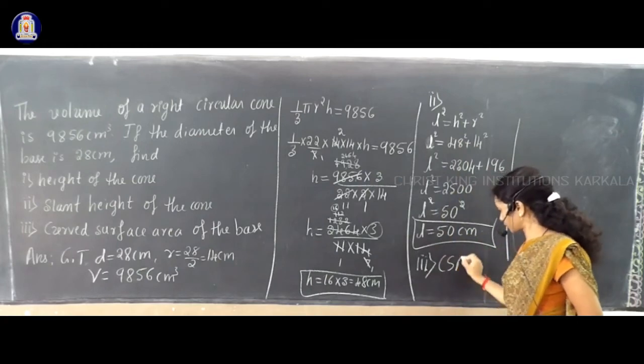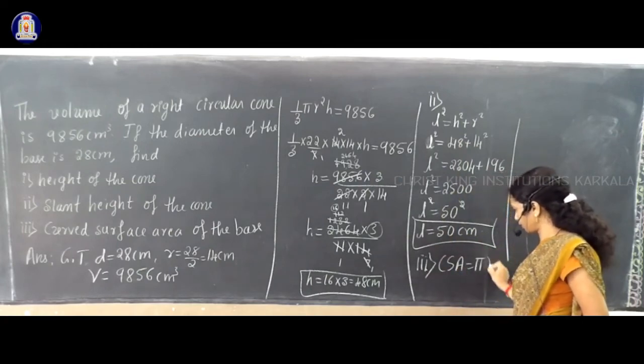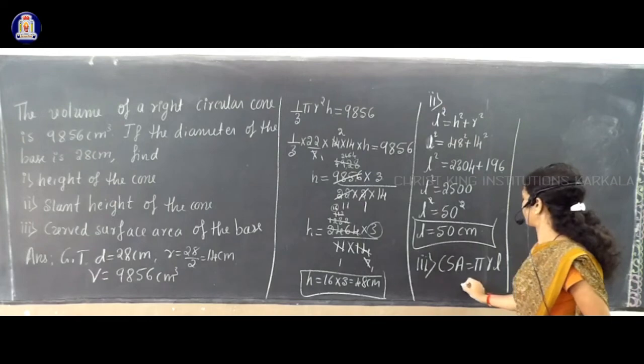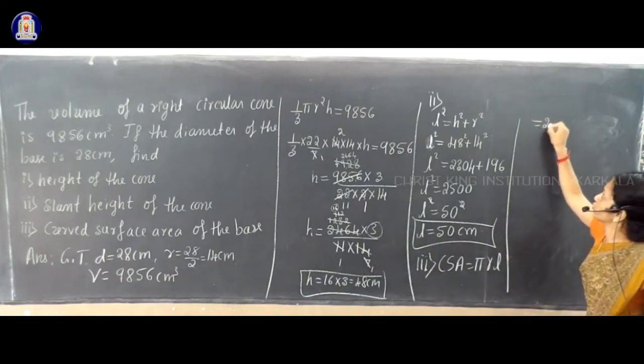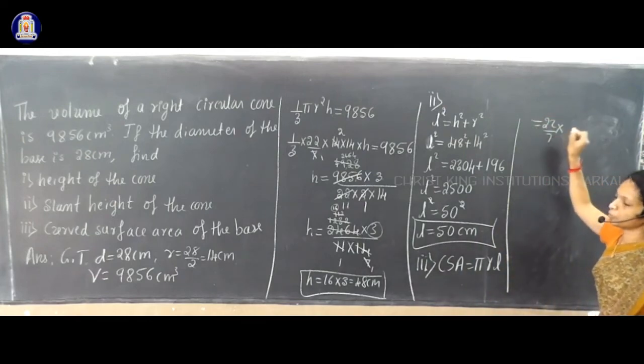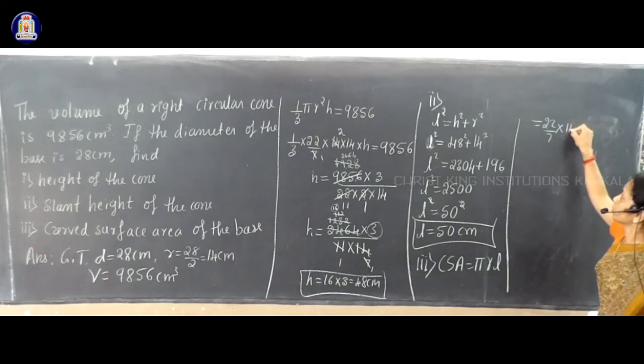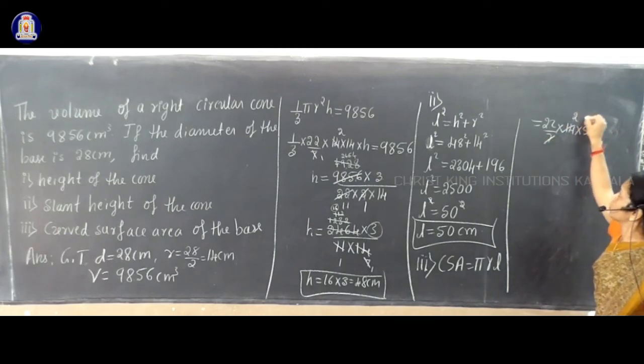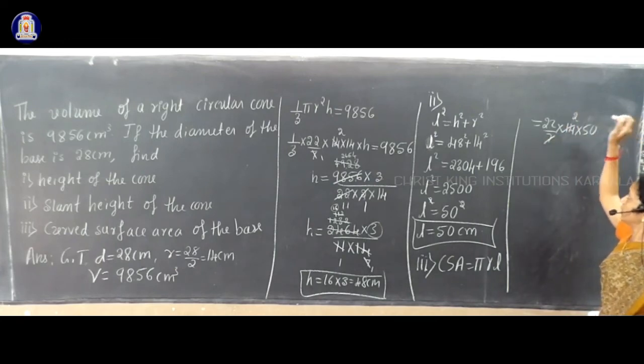CSA, curved surface area formula, that is pi into r into L. And replace the values. Pi is 22 by 7 into r. R is 14 into L. L is this one, 50. Okay. And 7 ones 7, 2 times, and 2 into 50, that is 100.